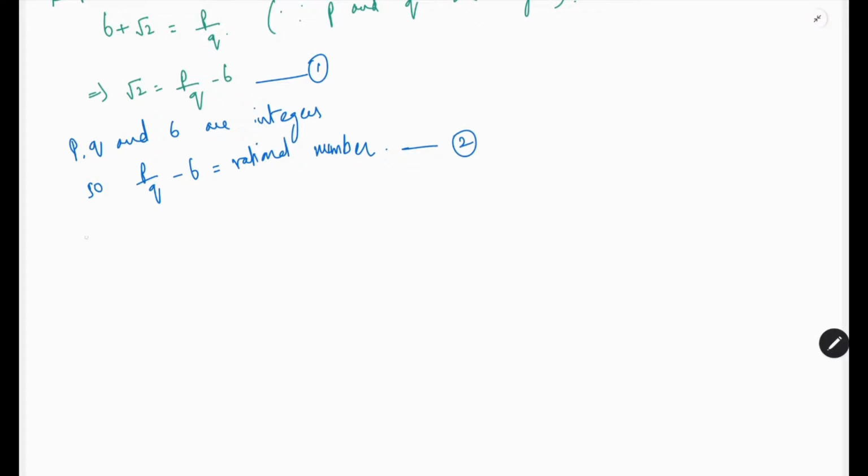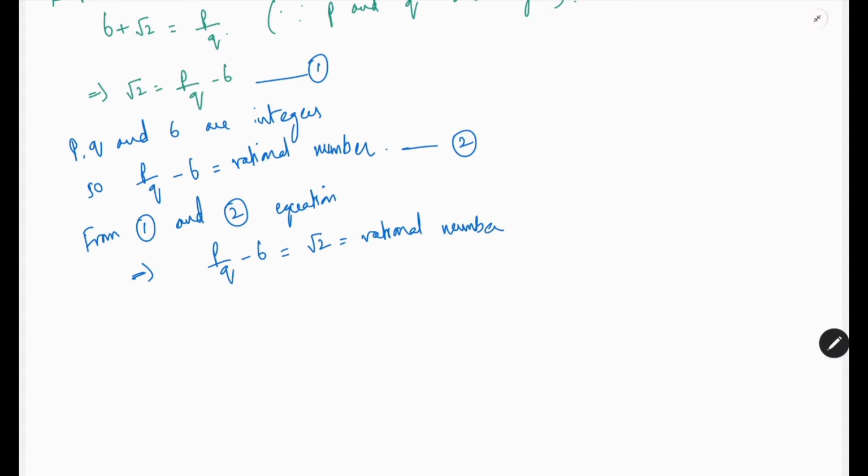This is the second equation. From the first and second equation, we can come to a conclusion that p by q minus 6 is equal to root 2 is equal to a rational number. This implies root 2 is a rational number.